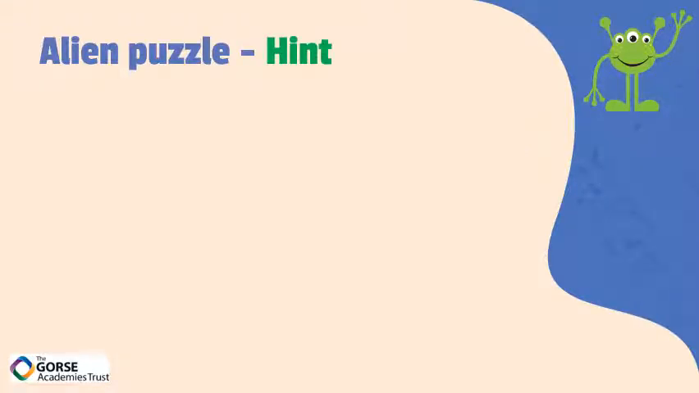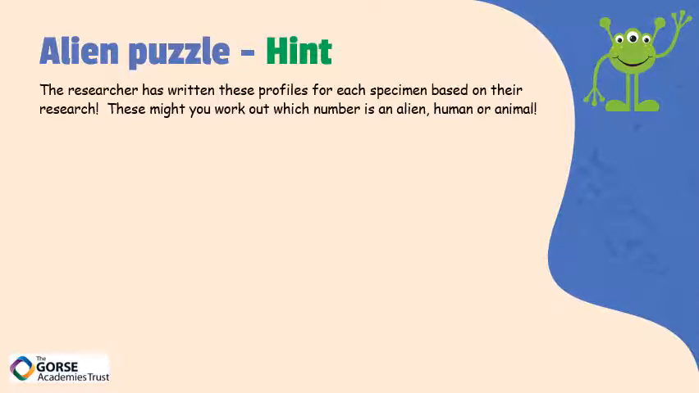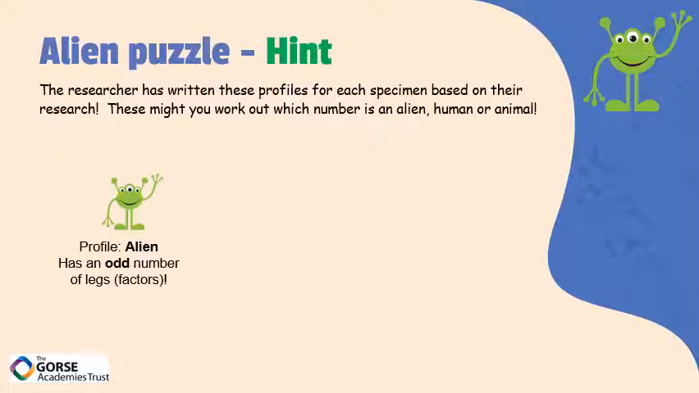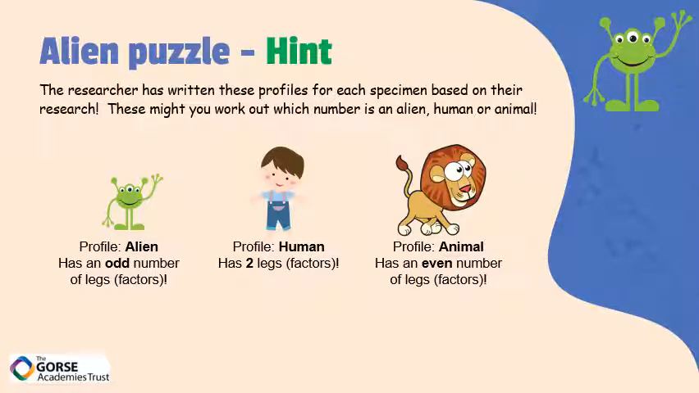Here's a hint to help you recognise which number is which. So the researcher has written these profiles for each specimen based on their research. This will help you work out which is an alien, human or animal. So an alien has an odd number of legs or factors. A human only has 2 legs or factors, and an animal has an even number of legs or factors.